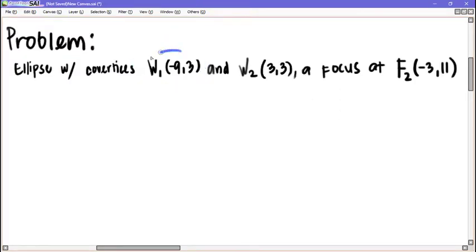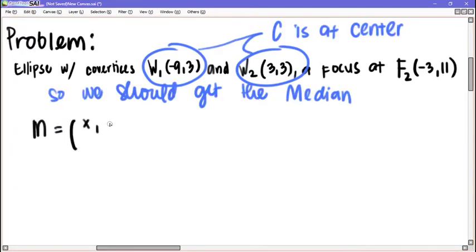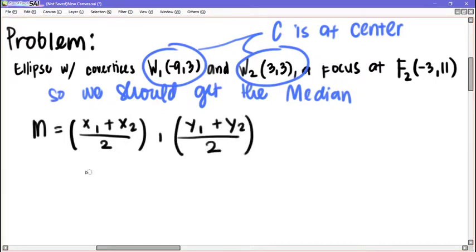Solve for the median of the first covertex, -9 and 3, and the second covertex, 3 and 3. The equation for the median is (x sub 1 plus x sub 2) divided by 2, and (y sub 1 plus y sub 2) divided by 2. So substitute the x and y terms.